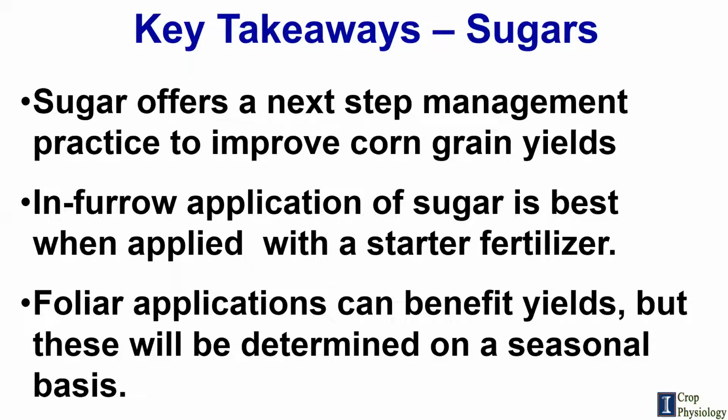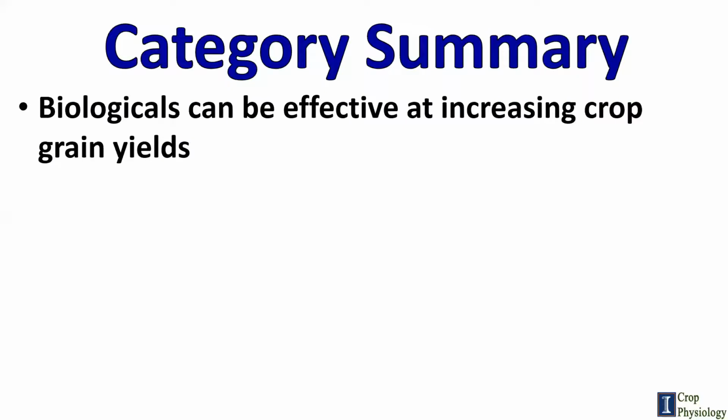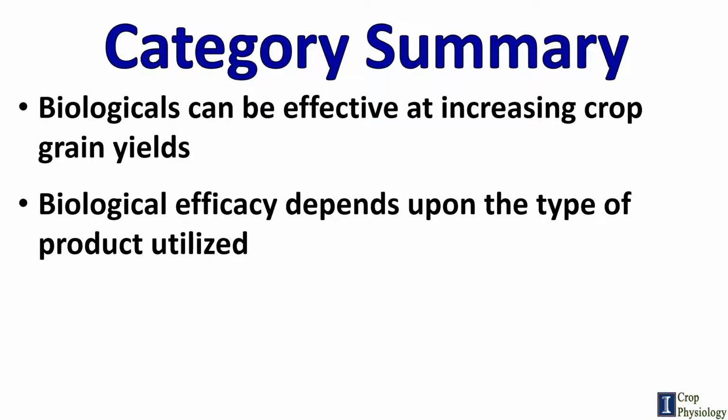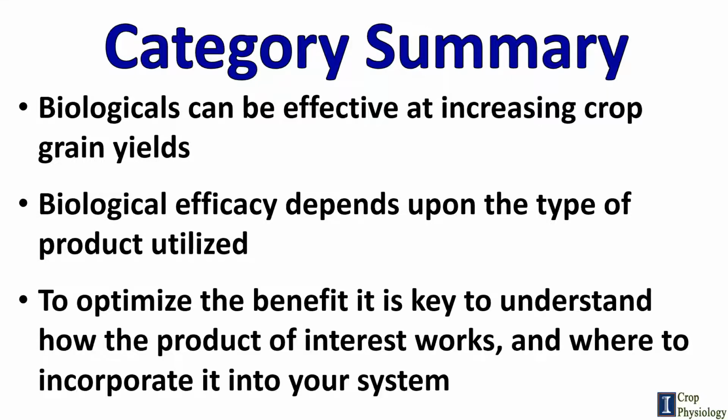Let's go through the different categories one by one. What are they really at the skeletal structure level? How do they work? And then we have to think about my management system. How do I manage my crop, and where might I fit the right biological? So the category summaries that we have: they can be effective at increasing grain yields. I have seen this, and as I said, every year we're getting better and better at consistent responses. Efficacy, though, does depend upon the type of product utilized, right? Am I using the N fixers or the sugars or the organic acids? So if you really want to optimize a biological, know the product you're working with.